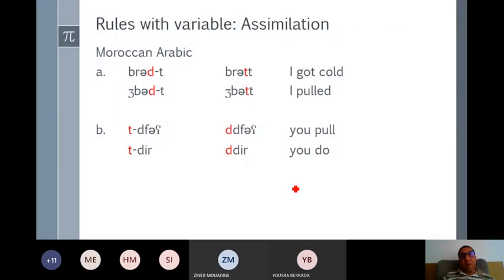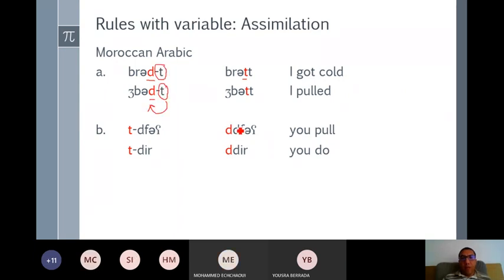So, the rules with variables. We're going to see an example from Moroccan Arabic. In Moroccan Arabic, we have an assimilation. We have the words brid, 'I got cold,' and jbit, 'I pulled.' The final consonant of the word gets devoiced when it is followed by a voiceless consonant.